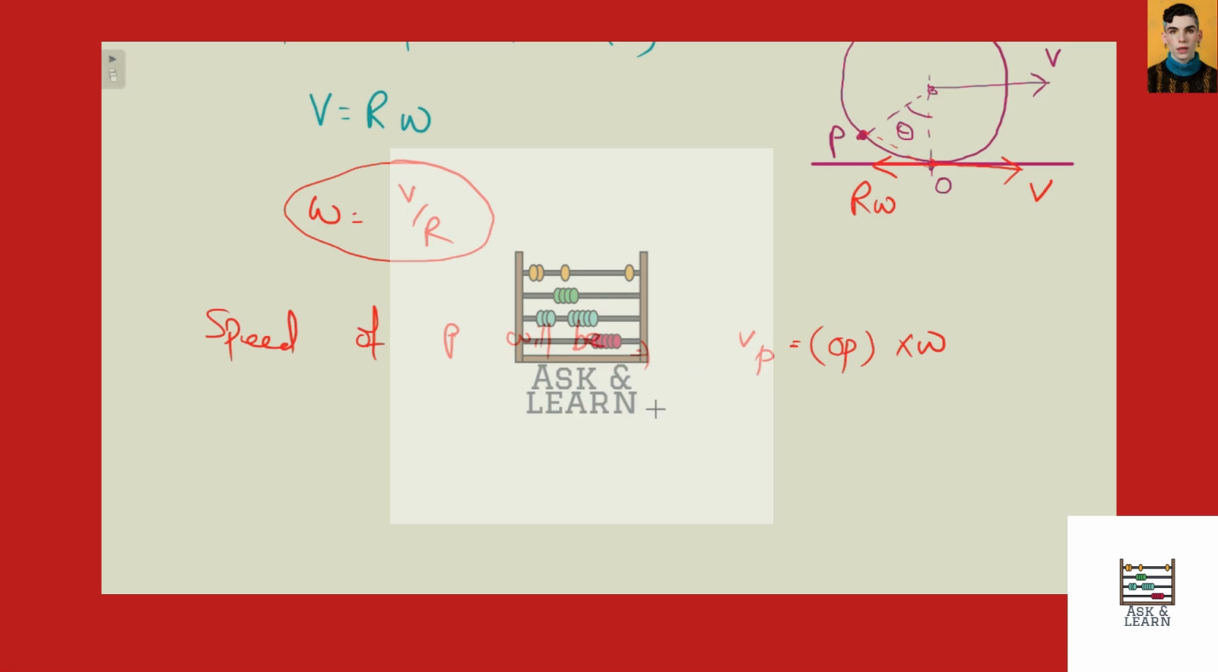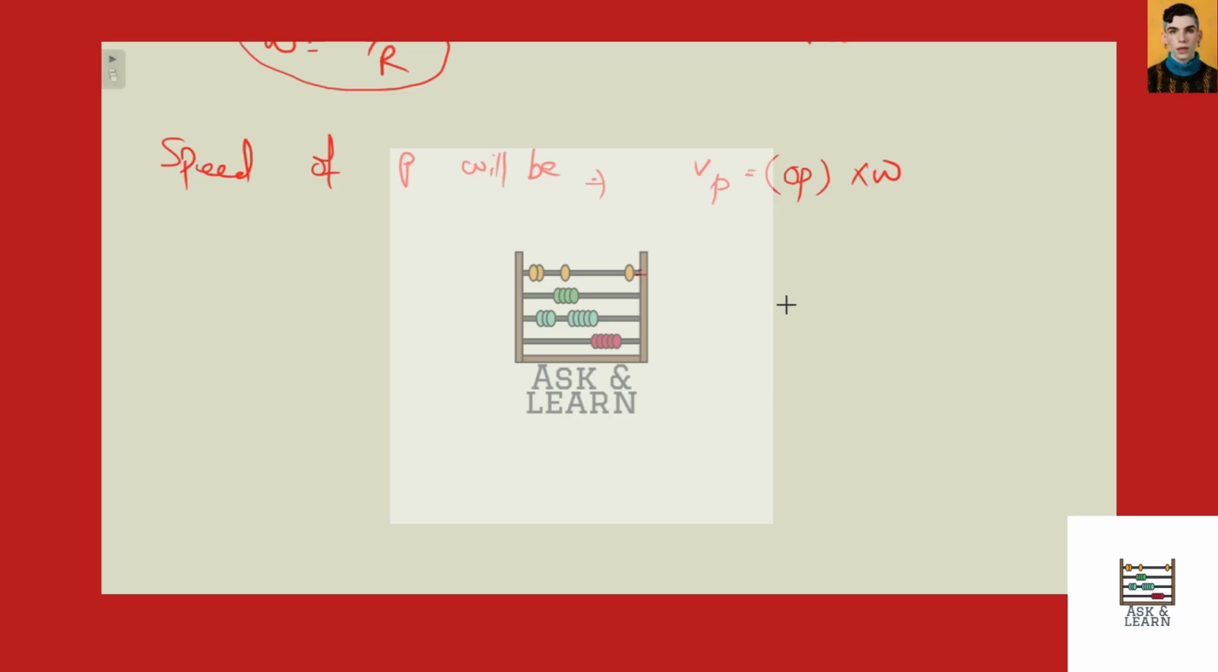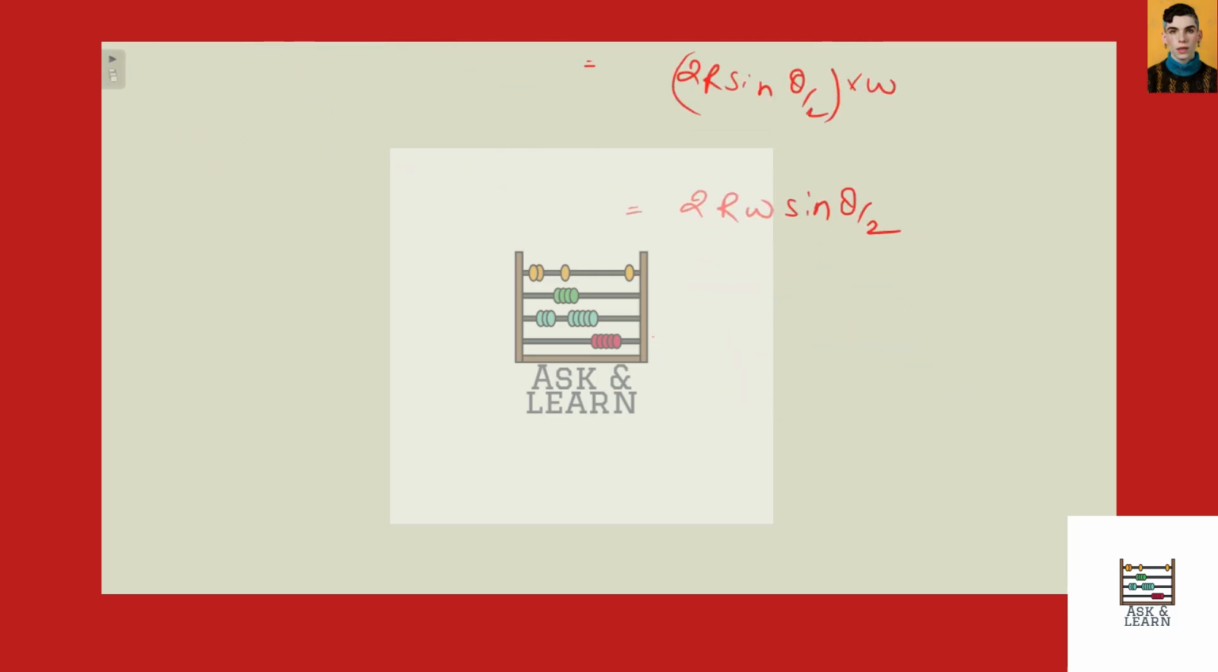So we can say that this comes out to be 2r into sine theta by 2 into omega, or we can say this is 2 into r omega into sine theta by 2. Now put the value of r omega here. So this comes out to be 2v into sine theta by 2. So this is the speed of the particle at point P, and this is our answer for this given question.